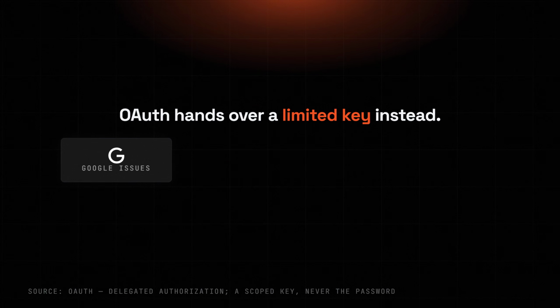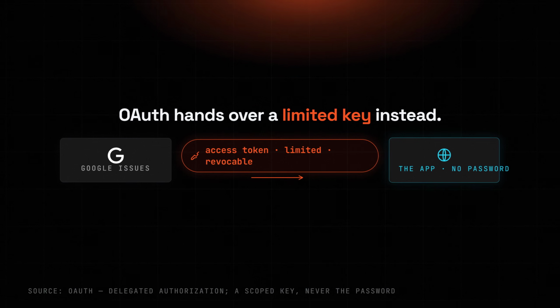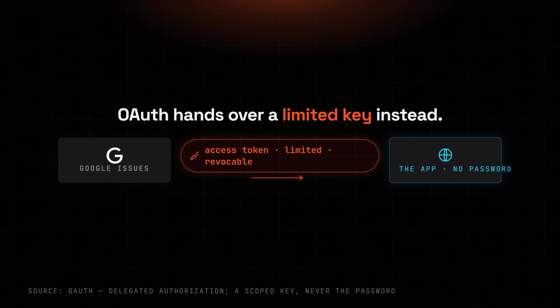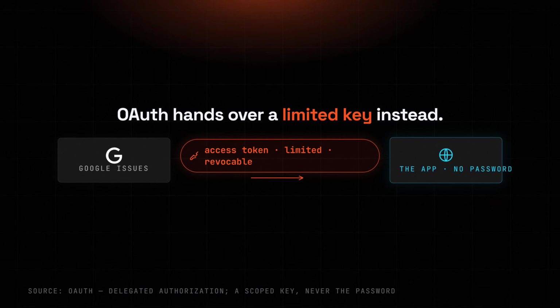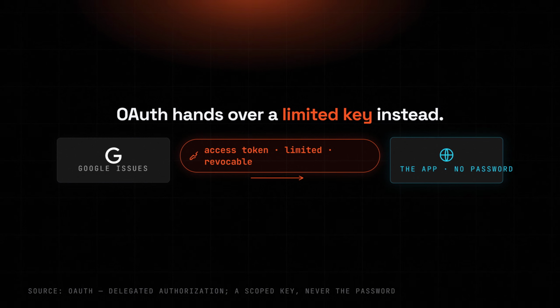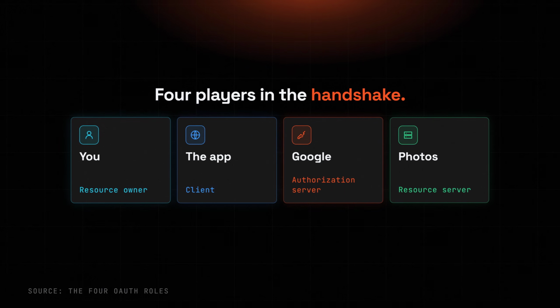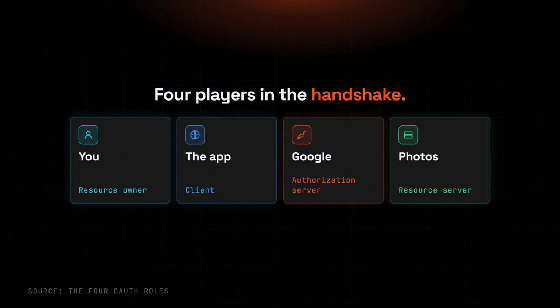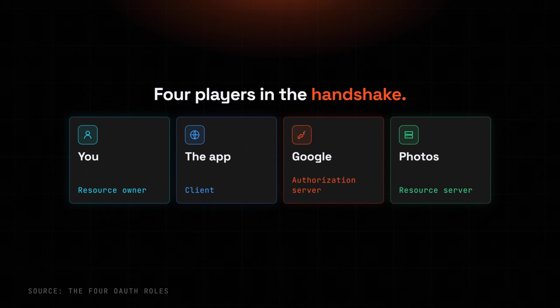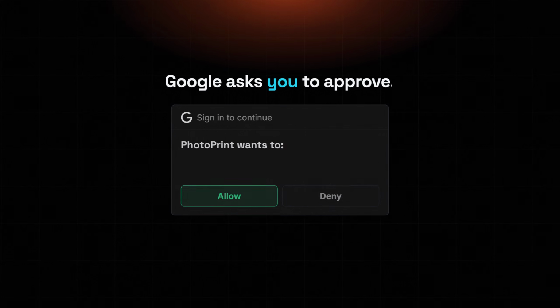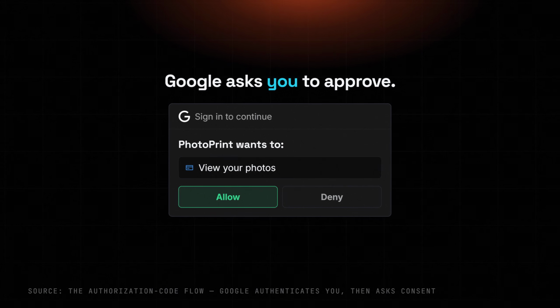OAuth is delegated authorization. Instead of ever sharing your password, you let Google hand the app a limited revocable key on your behalf. The app gets to do one specific thing, and it never ever sees your password. There are 4 players in this dance. You, the resource owner, the app doing the asking, the client, Google's authorization server, which issues the keys, and the resource server, which is actually holding your photos. And the dance goes like this. The app redirects you over to Google.